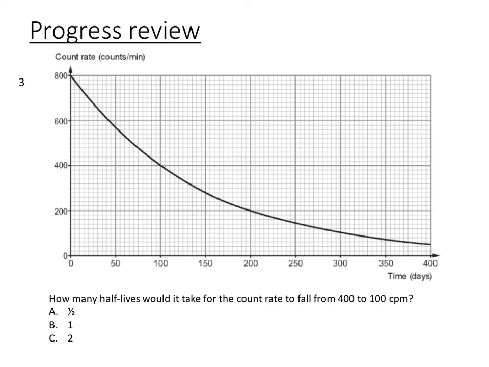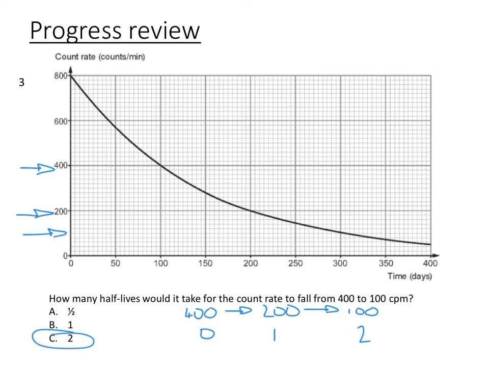How many half-lives would it take for the count rate to fall from 400 to 100 counts per minute? Okay, so 400 is here. I know that half of that is 200. Half of 200 is 100. So if we go 400, 200, 100, that's 0 half-lives, 1 half-life, 2 half-lives. So the answer is 2 half-lives.